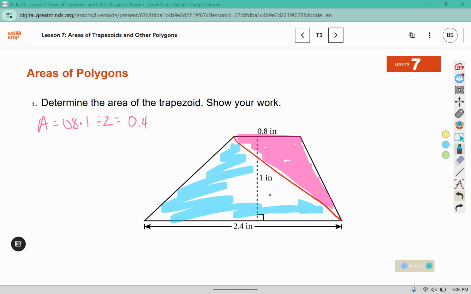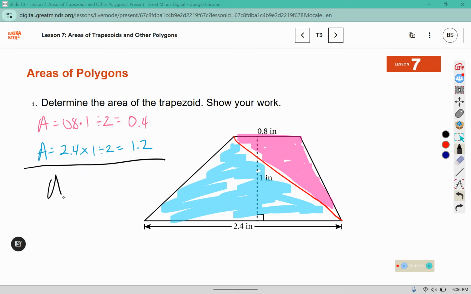Then let's find the area of this big blue triangle. The base is 2.4. The height is 1. And since it's a triangle, we still have to divide by 2. 2.4 times 1 is 2.4. That answer divided by 2 is 1.2.